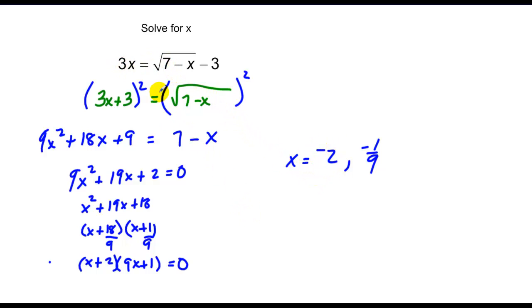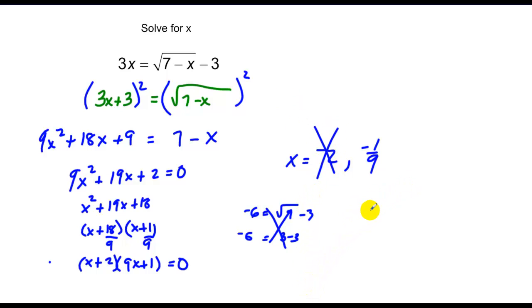We end up with negative 6 equals the square root of 9 minus 3. This ends up being 3 minus 3 equals negative 6. So that actually doesn't work. The negative 2 is an extraneous answer.